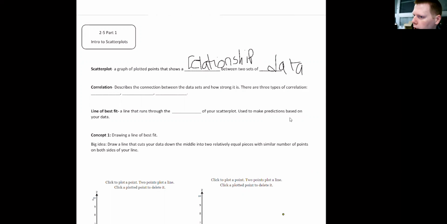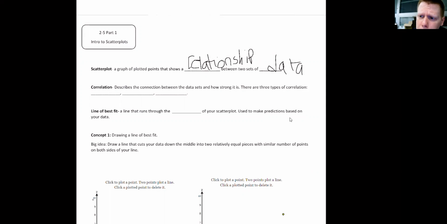For example, you could do a scatter plot with smoking and rates of cancer. Is there a connection between smoking and cancer? You could create a scatter plot to visually see if there is a connection between those. A correlation is a way we describe the connection between a set of data and how strong it is.